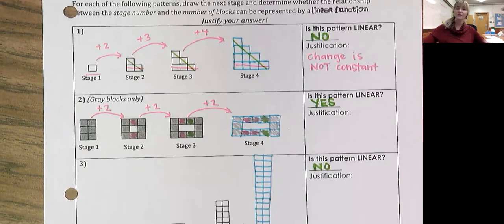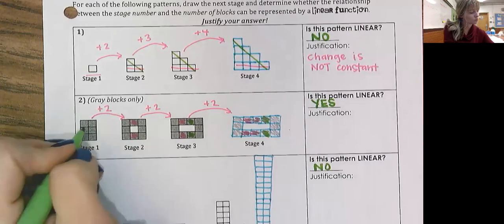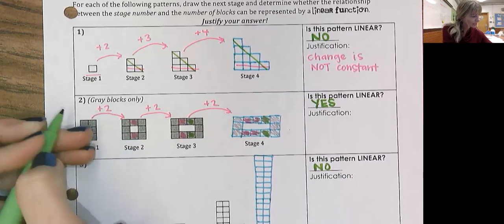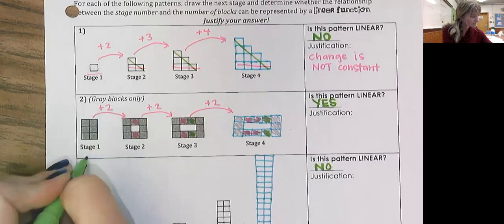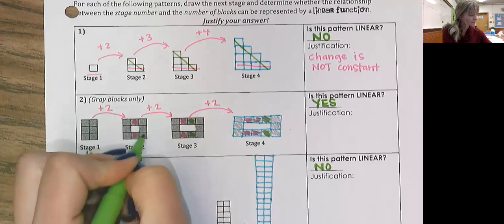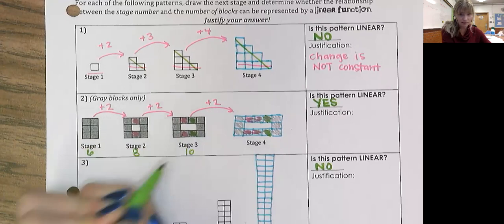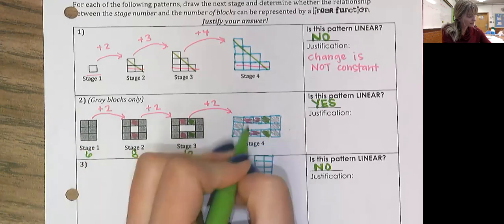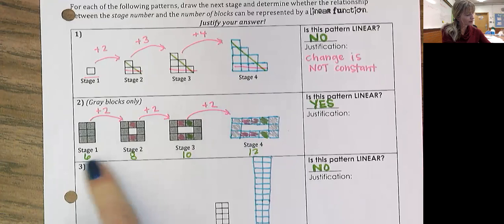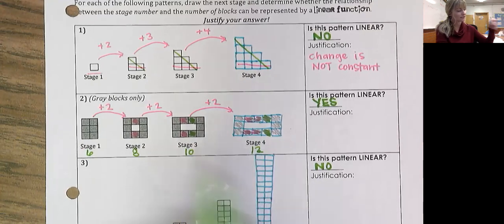Sometimes students find it even easier if they start to write down what the total number of blocks were in each stage. Like this is 1, 2, 3, 4, 5, 6 blocks. 1, 2, 3, 4, 5, 6, 7, 8 blocks. 1, 2, 3, 4, 5, 6, 7, 8, 9, 10 blocks. And this one was 12 blocks. Sometimes if you write down the total number of blocks, you can see very clearly what's going on here.